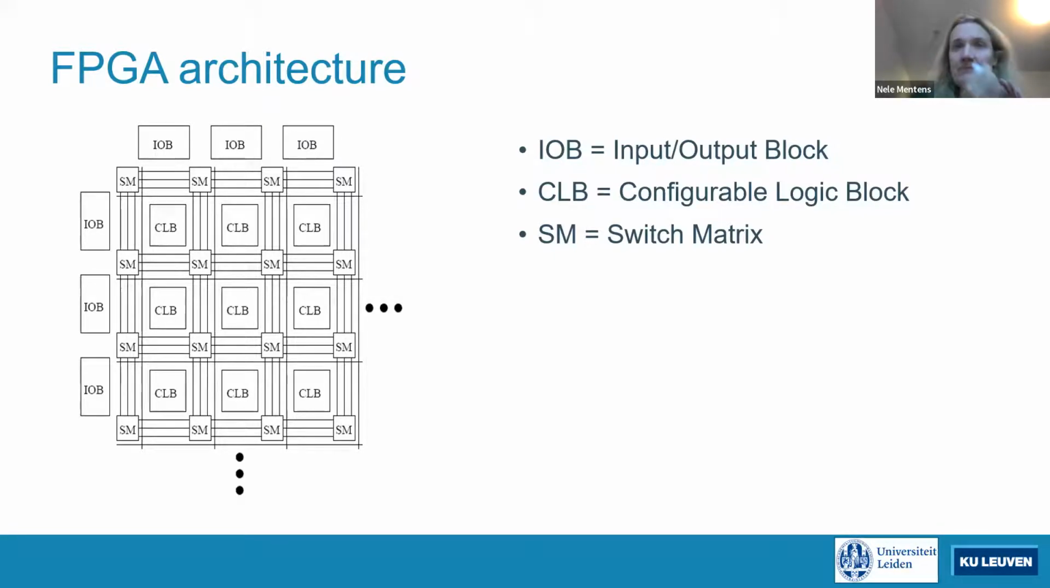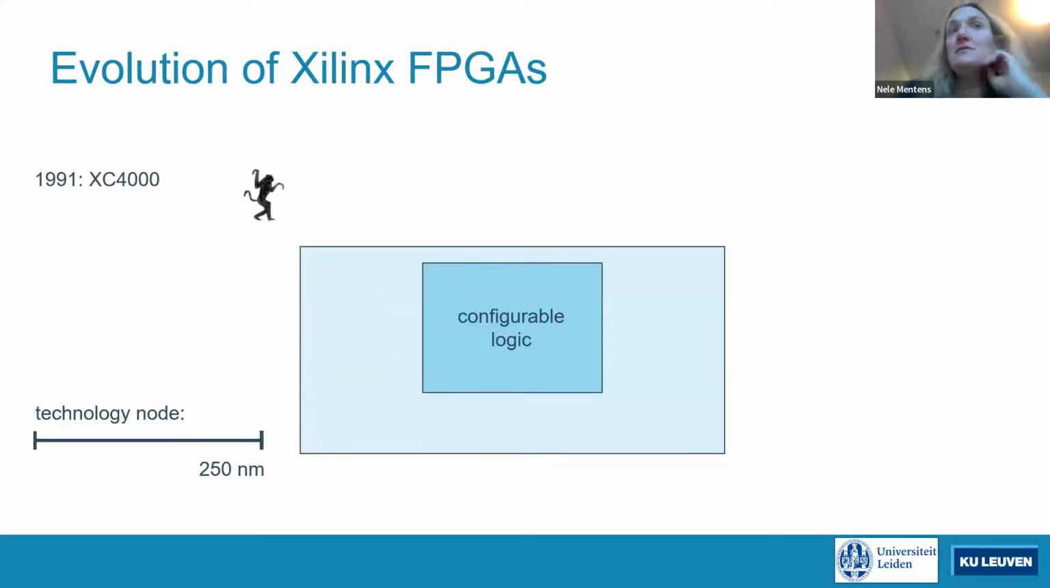But like I said, this is only the basic structure, and actually in modern FPGAs, there's a lot more things or functionality that are present. So when we look at the evolution, for example, of Xilinx FPGAs, then we can see that in one of the first FPGAs, there was only this configurable logic. And with configurable logic, I mean what was there on the slide, like the switch matrices, the CLBs, and the input-output ports. I also put the technology node here. So this was in 0.25 micrometer technology.